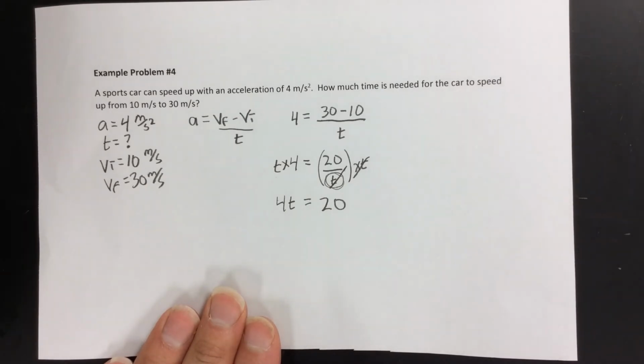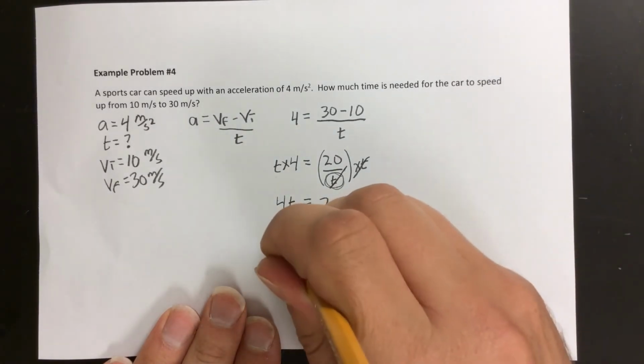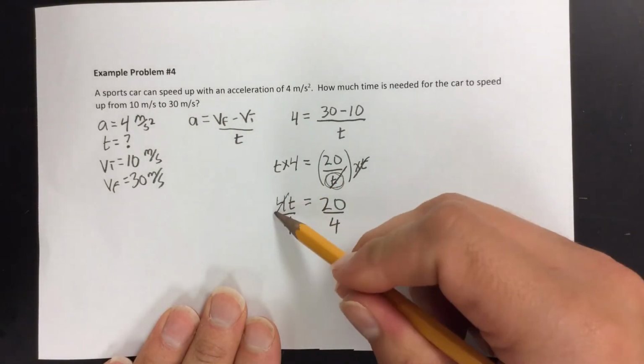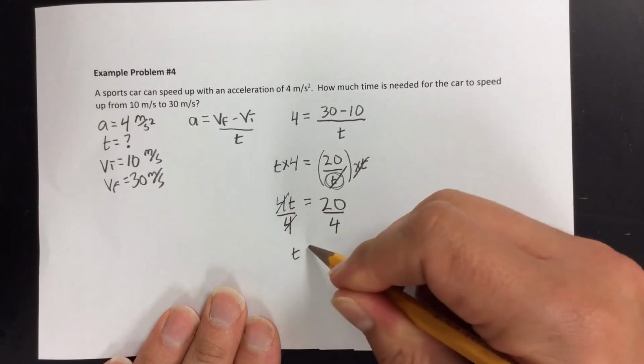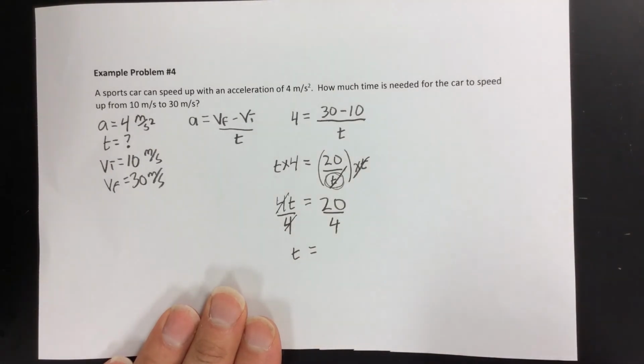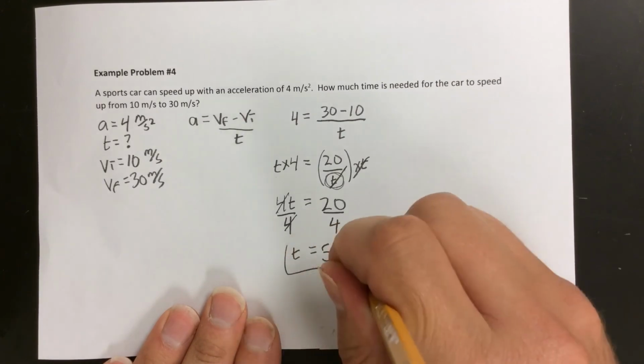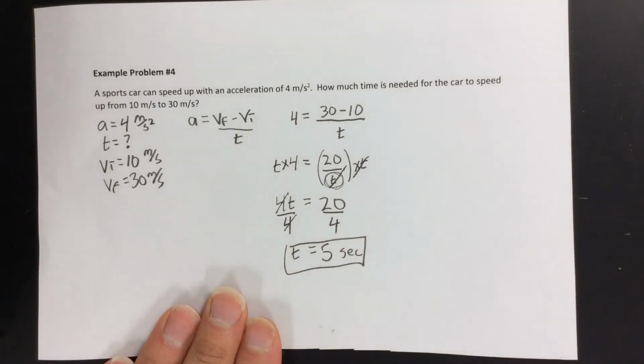Well, this one may look a little bit easier to go from here. All right, we divide both sides by 4, and 4T divided by 4 gives us just T. And 20 divided by 4 gives us 5. And then we label it with units. Since this is time, the units would be seconds. So that gives us our time of 5 seconds.